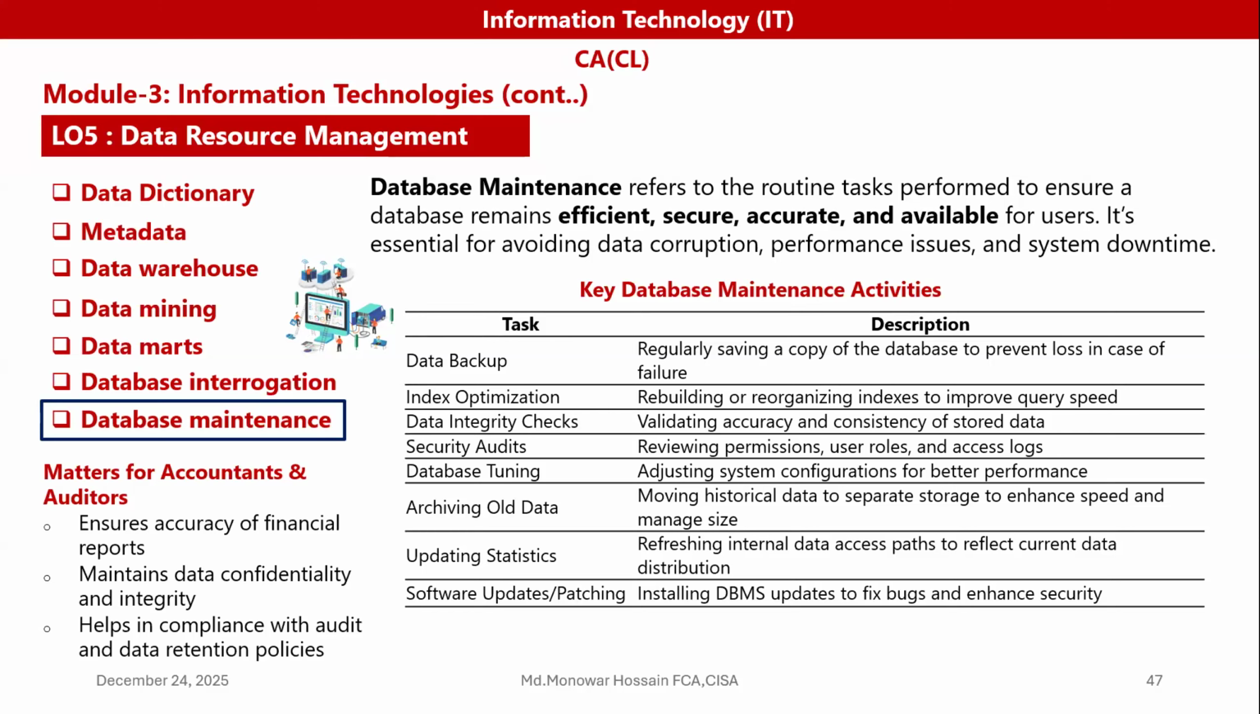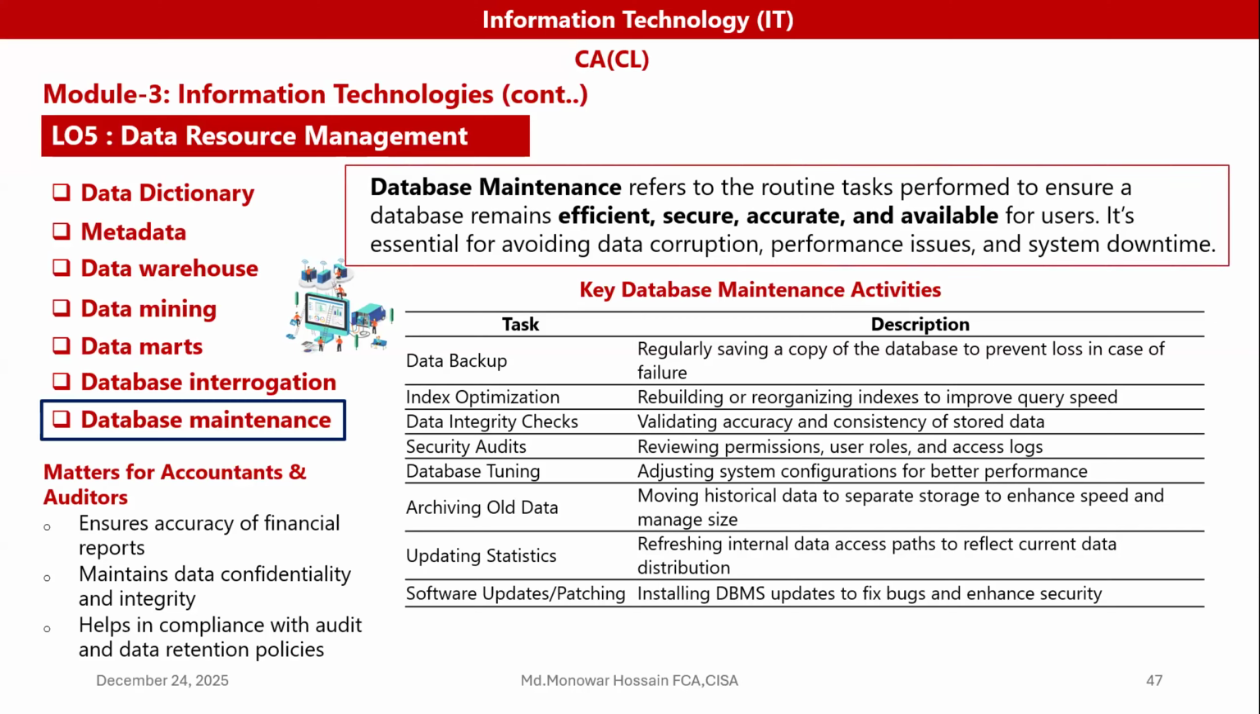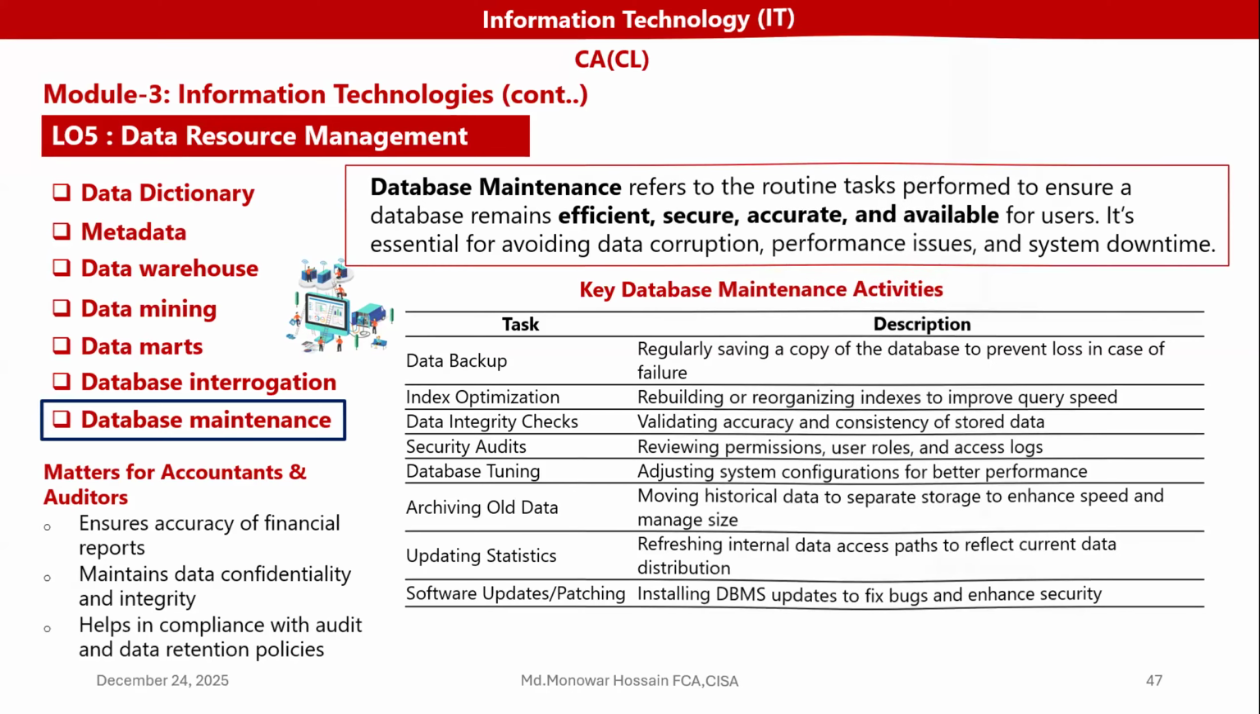Update statistics refers to refreshing internal data access paths to reflect correct data distribution. Software update or patch management involves installing database management system updates to fix bugs and enhance security. So database maintenance refers to the routine tasks for efficient, secure, accurate, and available data for the users.